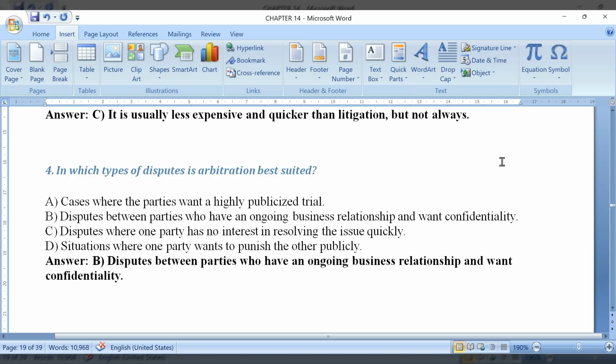Answer. B. Disputes between parties who have an ongoing business relationship and want confidentiality.